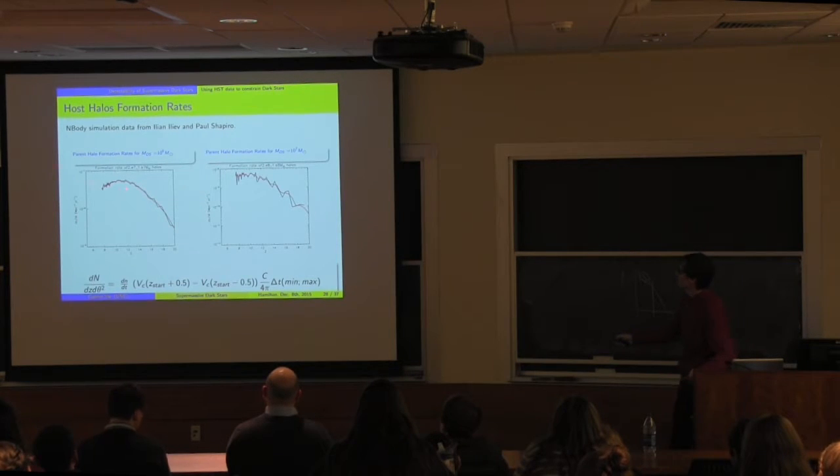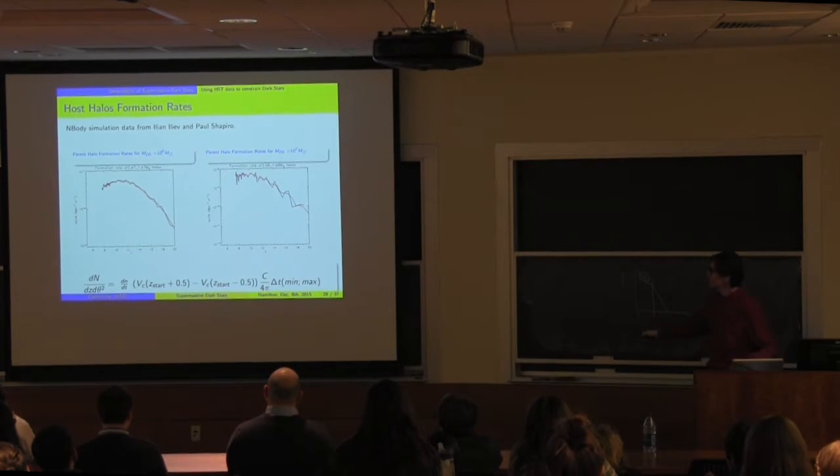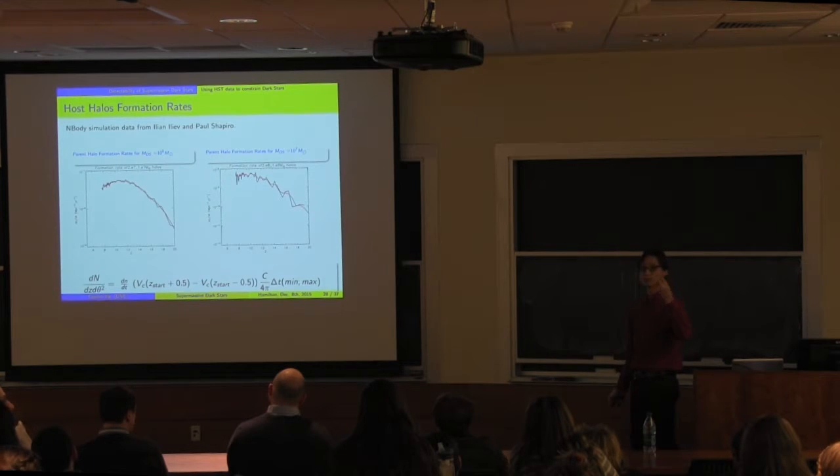In red, you have a smooth average of the actual simulation data. Once you have the formation rate here, dN/dt, number of halos per time, then you can compute this right here. The V_c is just the comoving volume. You notice plus minus 0.5 because we have a window of 1, or an uncertainty of 1, in redshift, so you have to account for this. C is just a conversion factor from angular scales, like if you're working with arcmin or whatever, to steradians. And this T is the cosmic time between the z start plus 0.5 and z start minus 0.5. Z start is just the redshift at which formation of a supermassive dark star started.